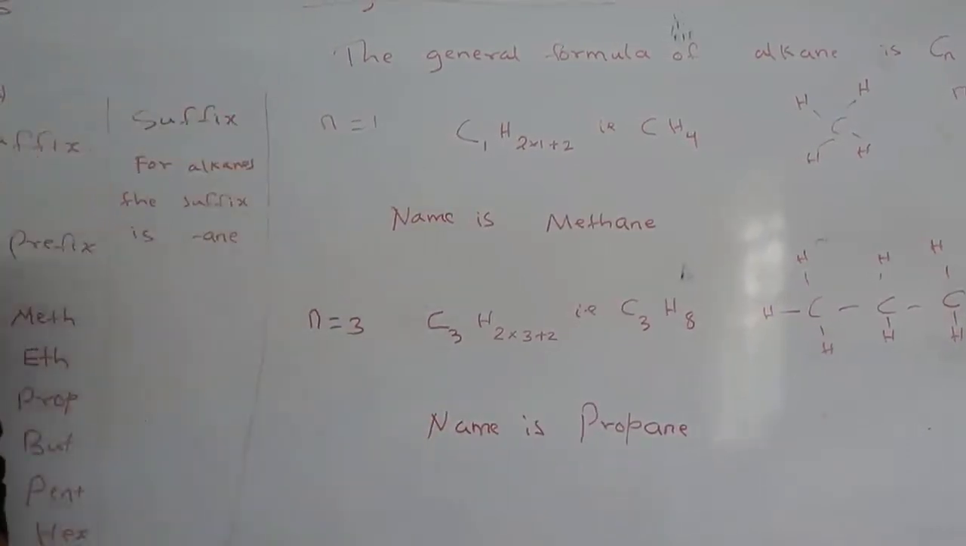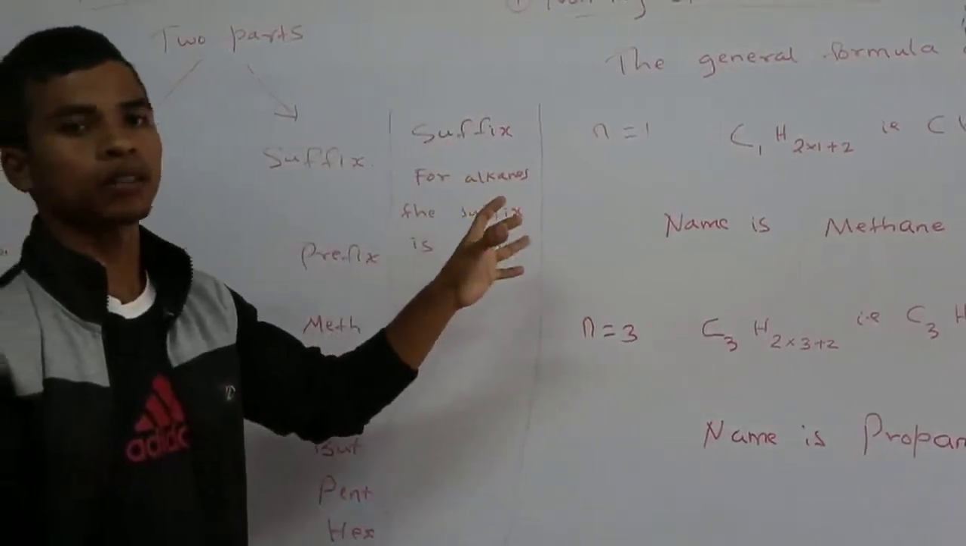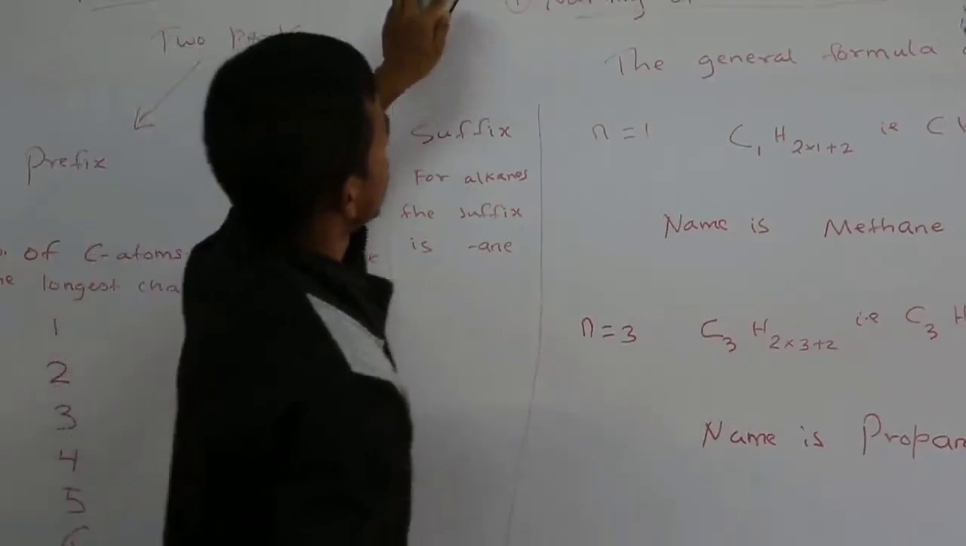Now we will do the naming of unsaturated hydrocarbons, which are alkenes and alkynes. So now the second one.